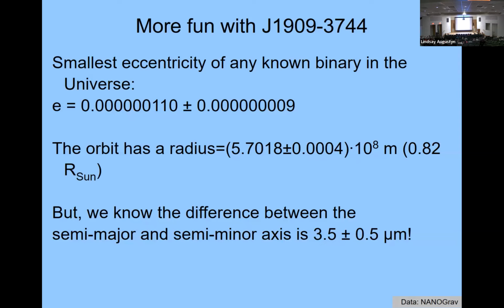But I know that the orbit is slightly eccentric. It's slightly an oval. The amount I know it's an oval by, the power of pulsar timing, is that the difference between one length of the orbit and the other length of the orbit is 3.5 micrometers. That's less than the width of a hair, okay? So I know from my measurements that two objects are spinning around each other in just slightly off of a circle. This is the best measured circle in the universe.